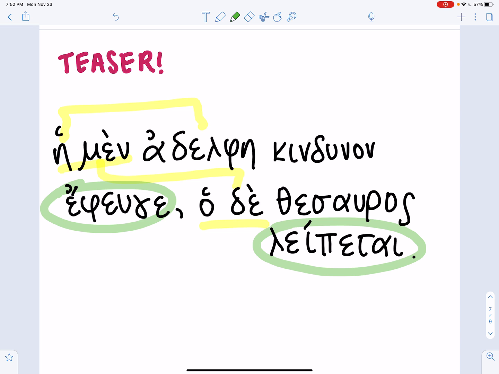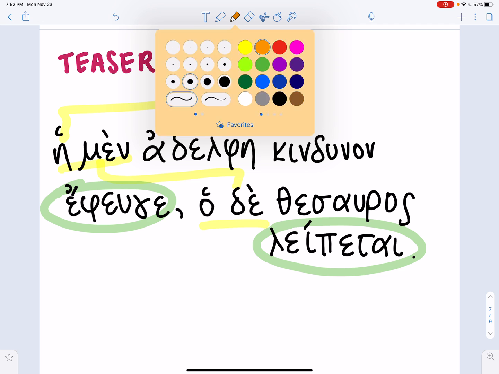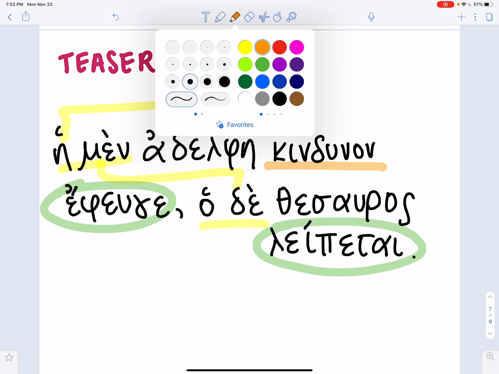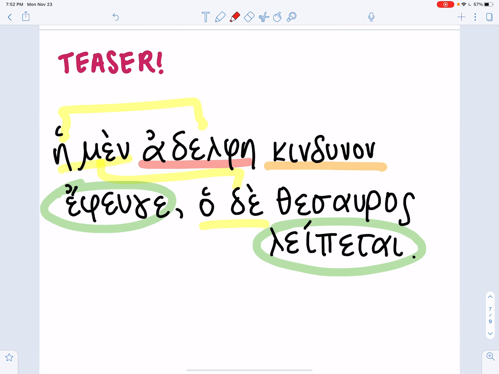And then we have an object in the first half of our sentence. And we have a different subject in our second half. So I'm going to highlight these as subjects. I don't really know what's going on with the color coordination here, but you know what? We're going with it. And now let's put this together.